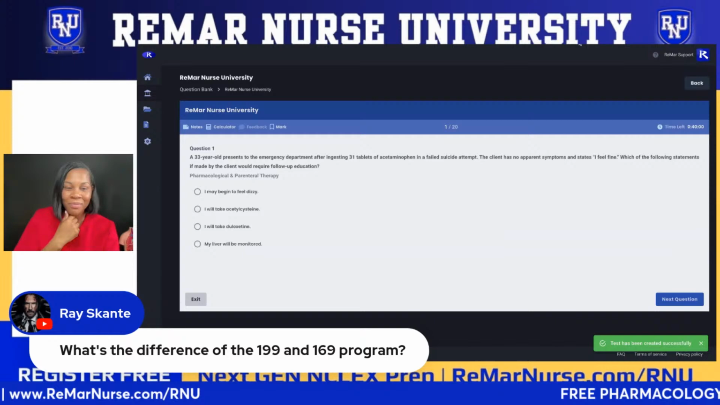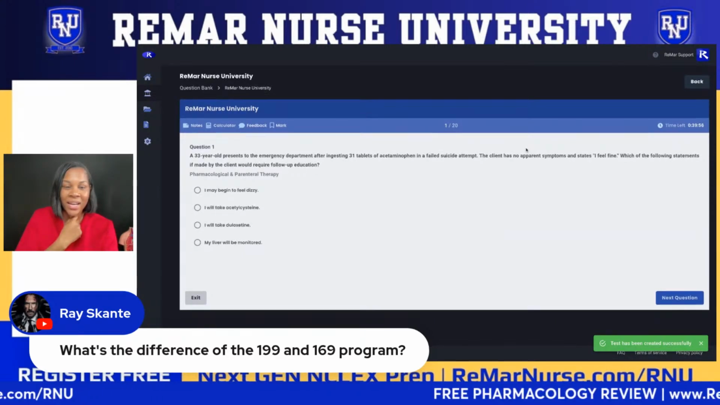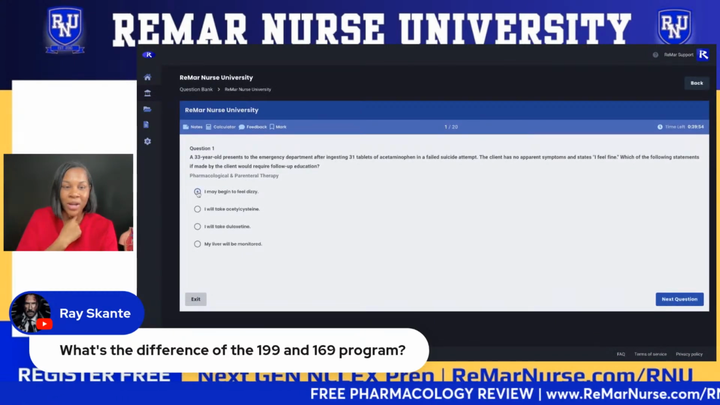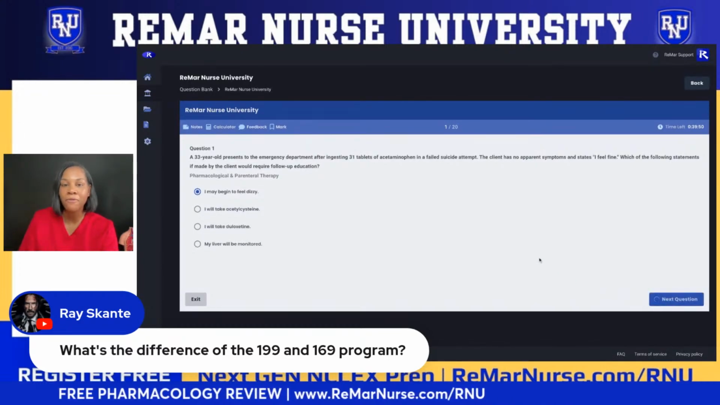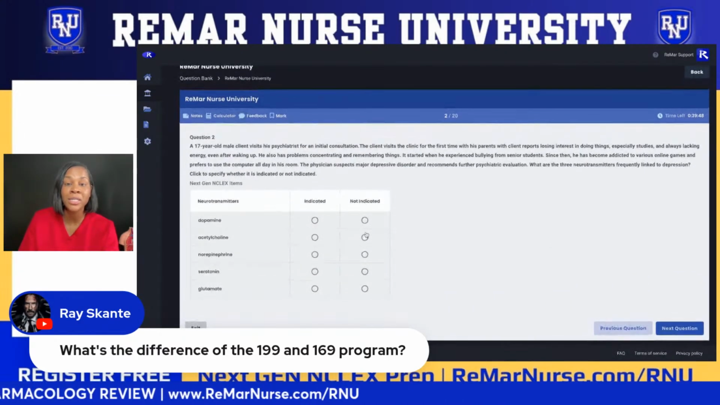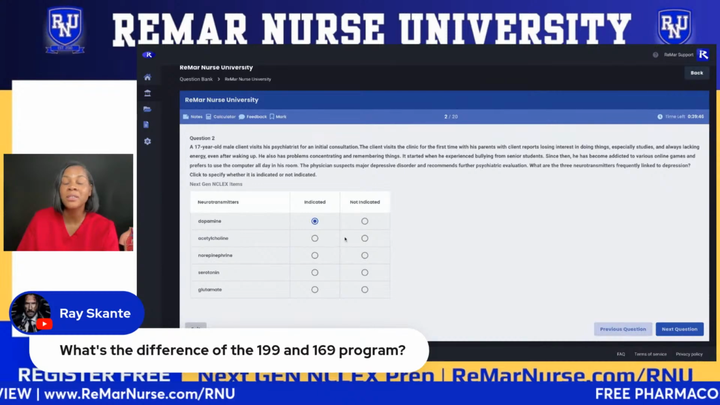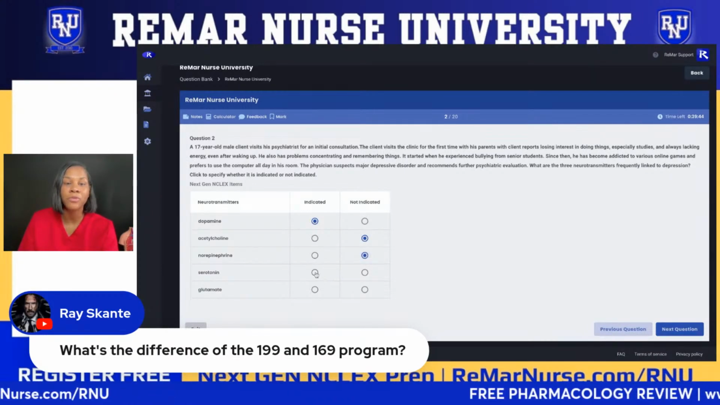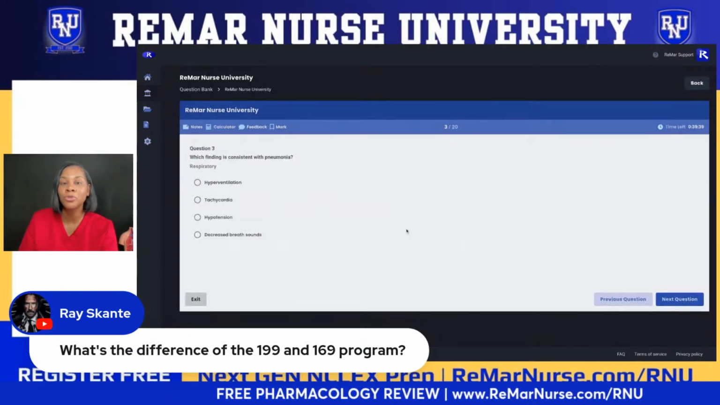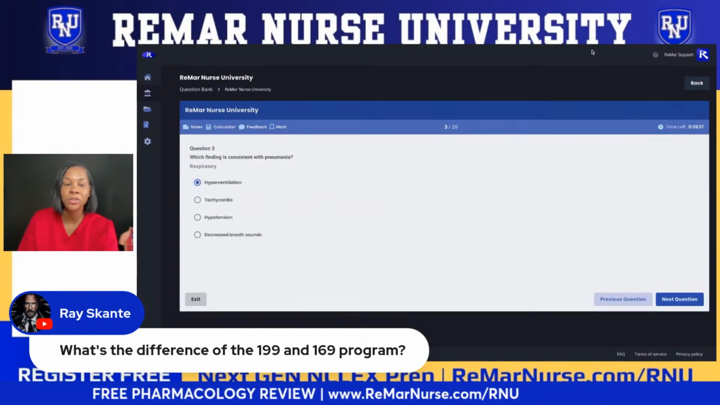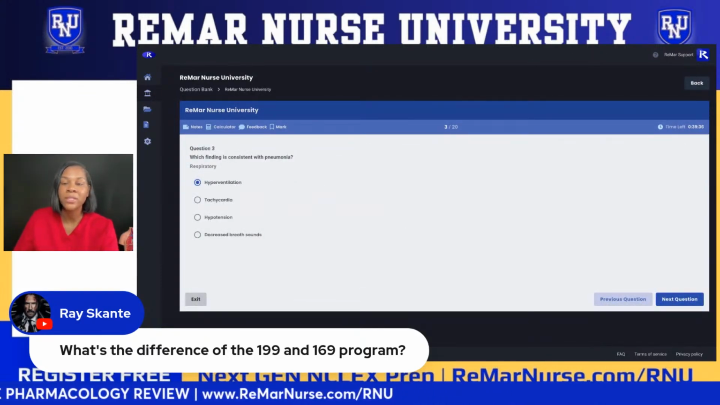That's pretty cool. What is the difference between the 199 and the 169 program? What you're seeing here is the question bank being played out, for those of you who don't know what the interface looks like. V2 is very specific because it's the dark mode NCLEX review, but our question bank shows up as the true NCLEX presentation.